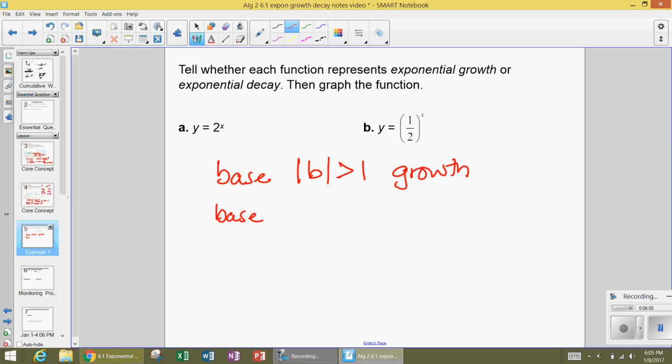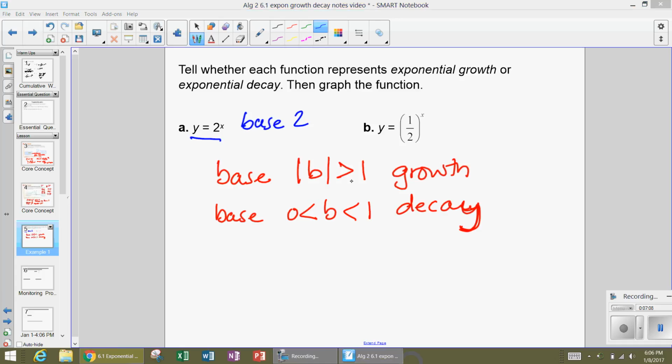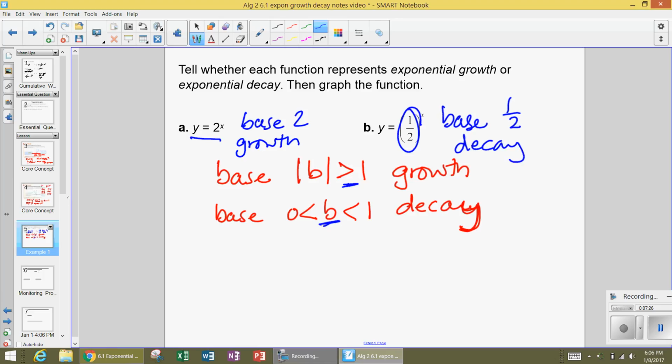And if the base is between 0 and 1, it is going to be decay because it's getting smaller and smaller and smaller. So let's take a look. Our first problem here, y equals 2 to the x. Our base is 2. Because 2 is greater than 1, it is going to be growth. And if we look at option B, we have a 1/2 here. That 1/2 is between 0 and 1. So because our base is 1/2, this is going to be decay.